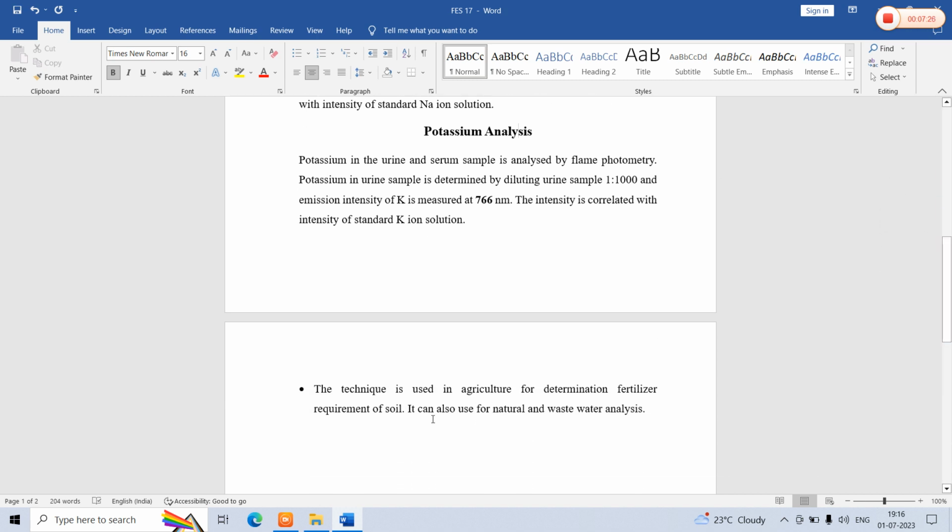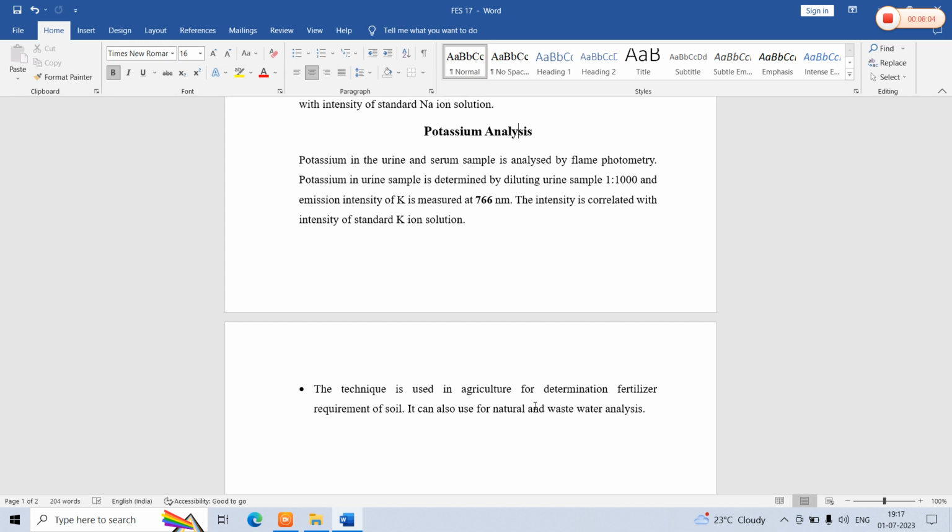The last one: the technique is used in agriculture for determination of the fertilizer requirement of the soil. Soil is a combination of different types of elements in major proportion, minor proportion, and micro constituents. Potassium and sodium, as well as Fe, cobalt, nickel, molybdenum, which are soil constituents, can also be analyzed. These elements can be detected qualitatively and quantitatively by FES.